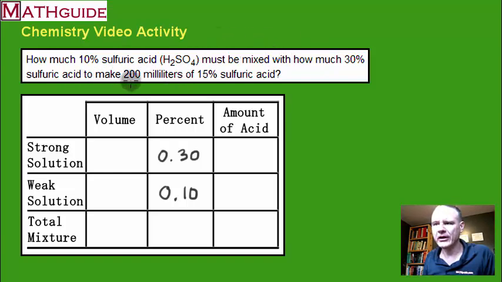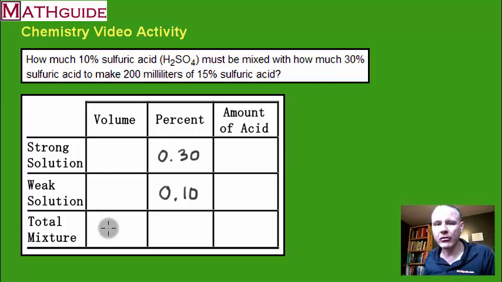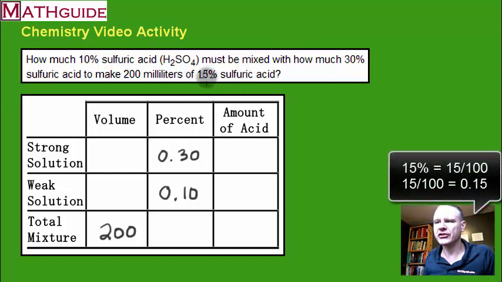Then we have to realize that we're making a 200 milliliter solution. So 200 milliliters, well, that's a volume. And that's the total mixture after we take the two and pour them together in one, let's say, beaker or flask. So the 200 is going to go right here. Now we have one more piece of information to throw into the table, and then we're done with the initial word problem. We have a 15% solution. So 15 divided by 100 is 0.15.